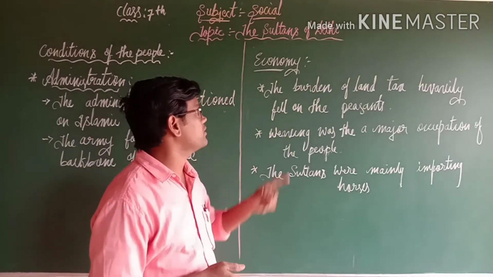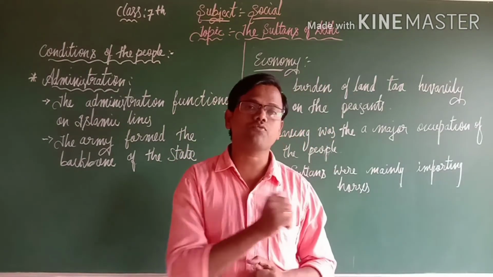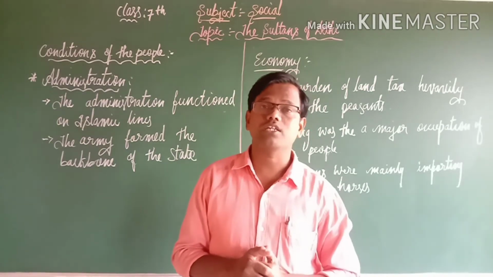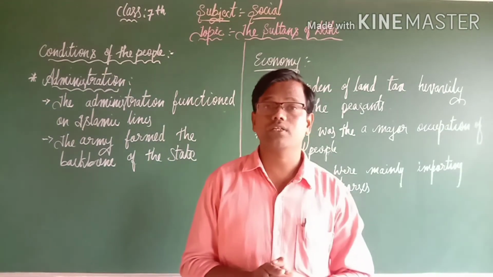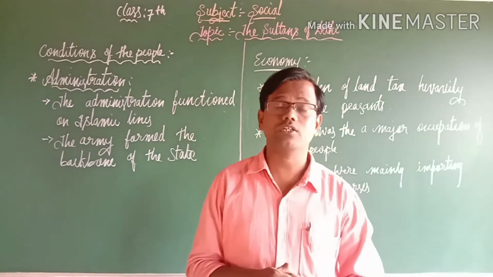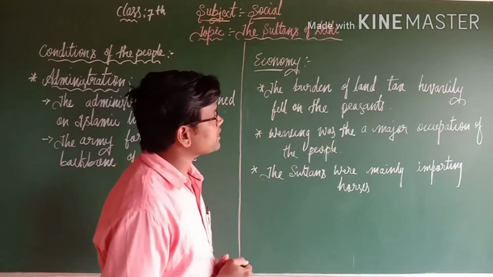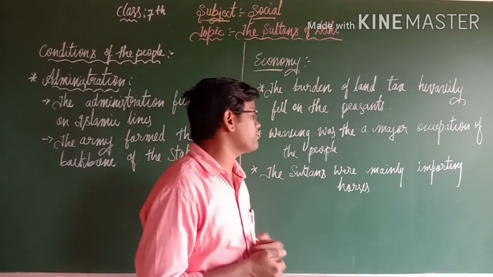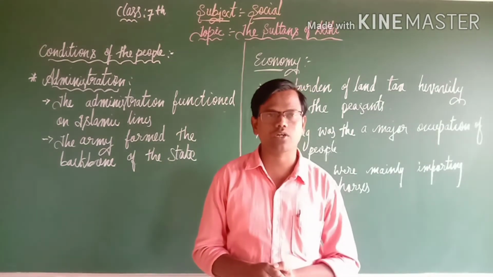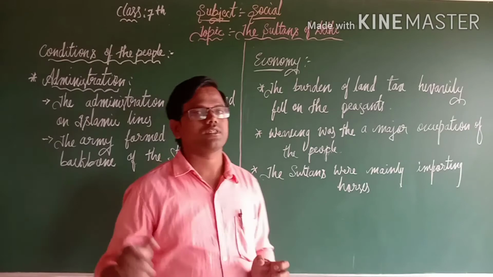Let us discuss the economy. The burden of land tax fell heavily on the peasants, especially during the period of Muhammad bin Tughlaq. He increased the land revenue and collected it mercilessly. Even if there were floods and drought, the peasants still had to pay the land revenue. Finally, the peasants revolted everywhere. Weaving was a major occupation of the people, and the Sultans were mainly importing horses. The cities provided employment to a large number of workers on account of brick building activities. So this was about the economic system of the Sultanate of Delhi.